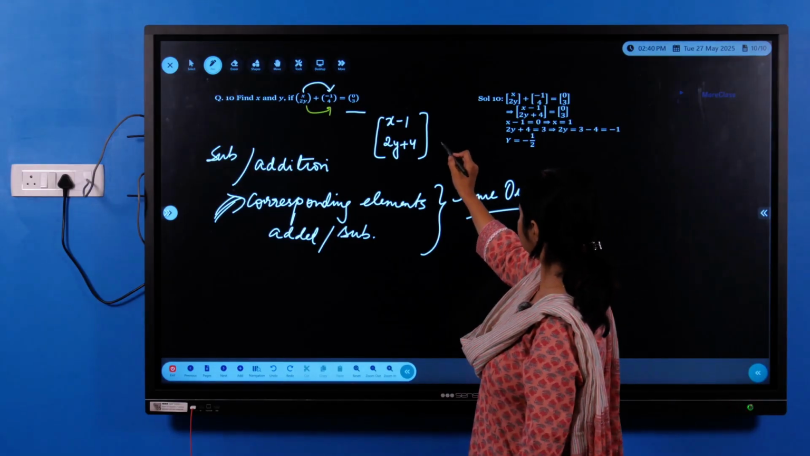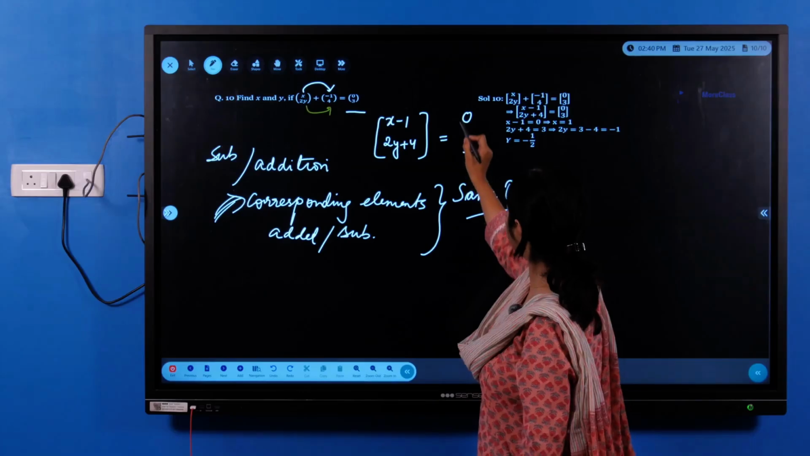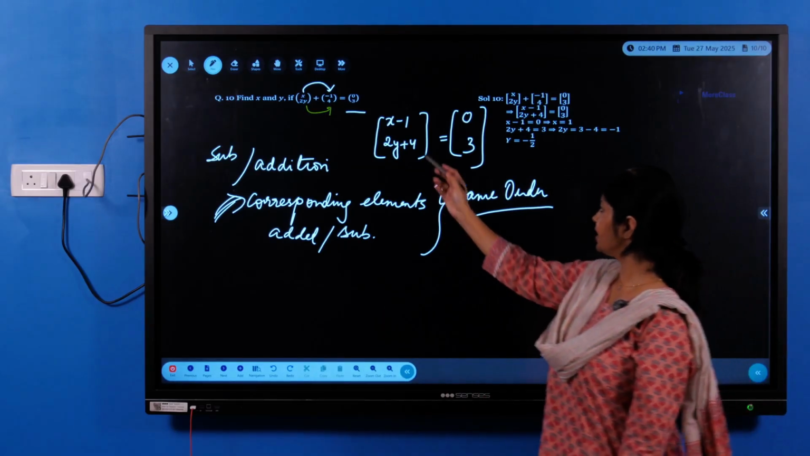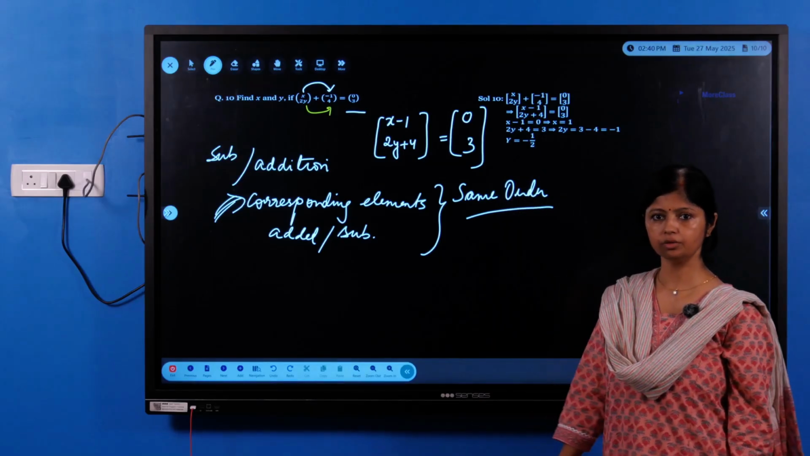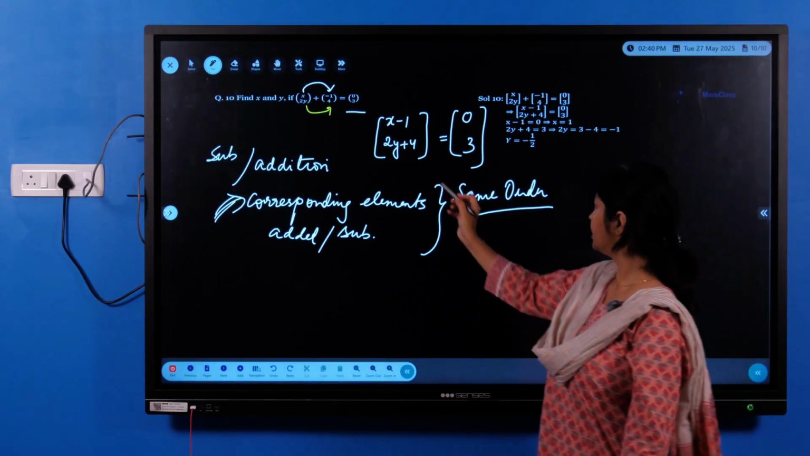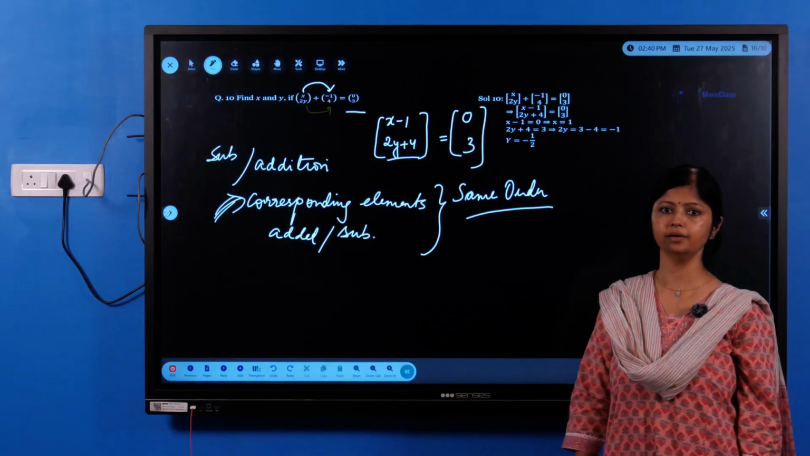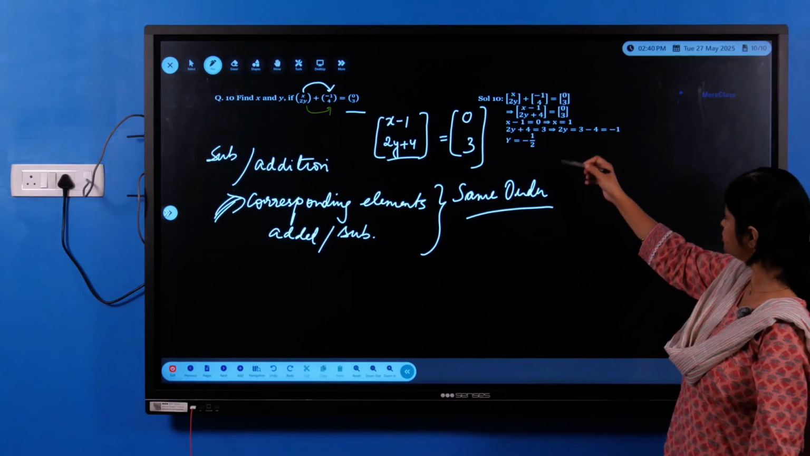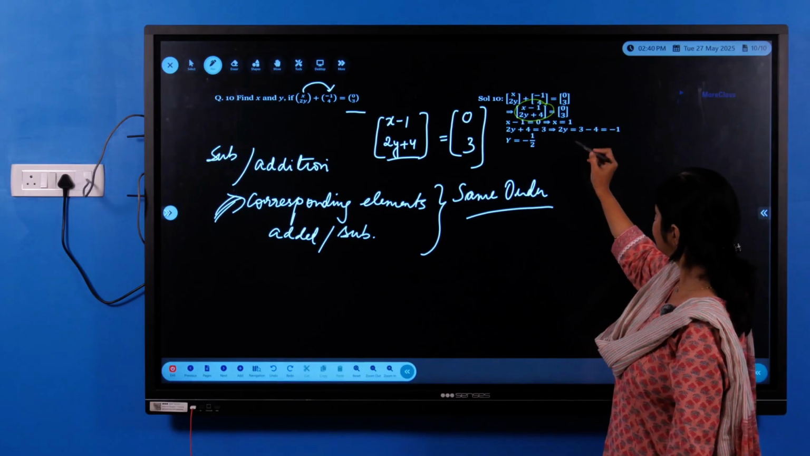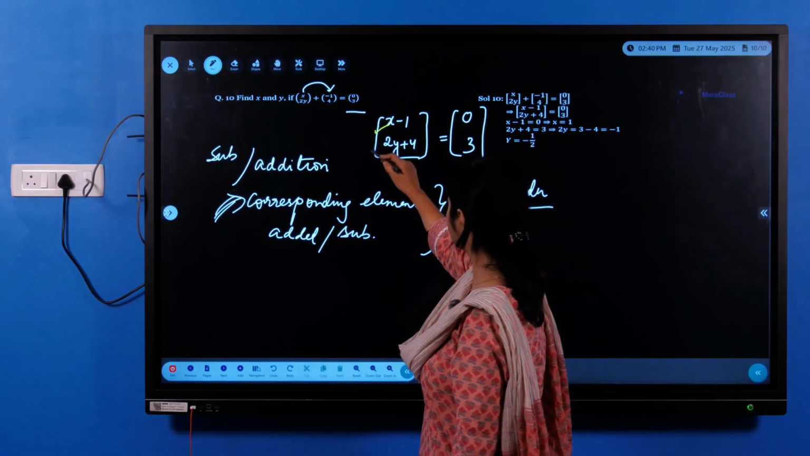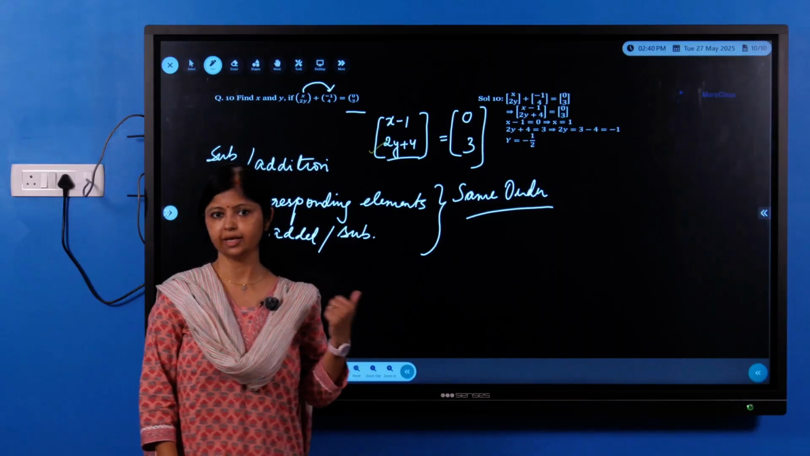Now this is given to you as equal to 0 and 3. Now it is an equality of matrix. x minus 1 must be equal to 0. That gives us the value of x. And 2y plus 4 is equal to 3. That gives us the value of y. So that is what we have to just do here. So this is when you add and then, solving the different equations here, we will get the value of x and y.